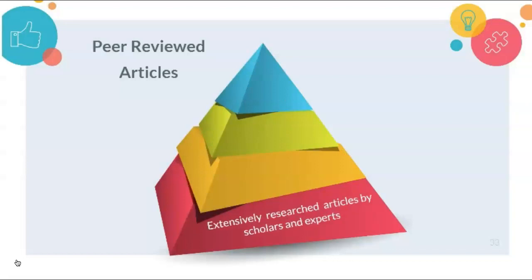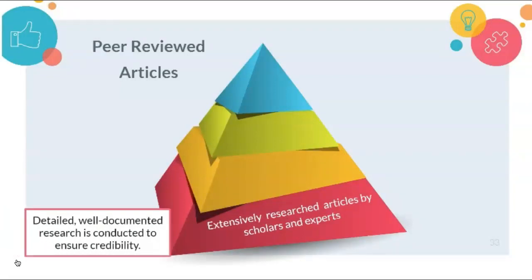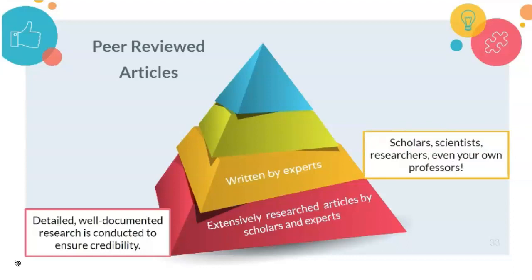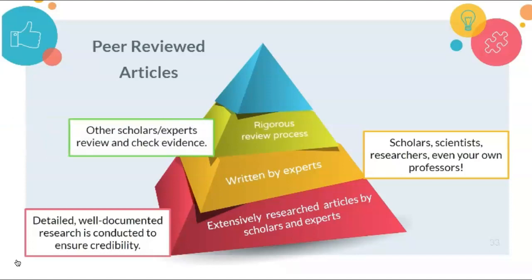Peer-reviewed articles are scholarly works from authors who have done extensive research on a specific topic, and their work has gone through a very rigorous process to ensure its credibility. Unlike popular sources, these peer-reviewed journal articles are written by scholars, scientists, researchers, even your own professors in your classes. Before their work is ever published, though, it goes through that rigorous review where other scholars in the field review it to make sure it's based on solid evidence and not just someone's opinion.